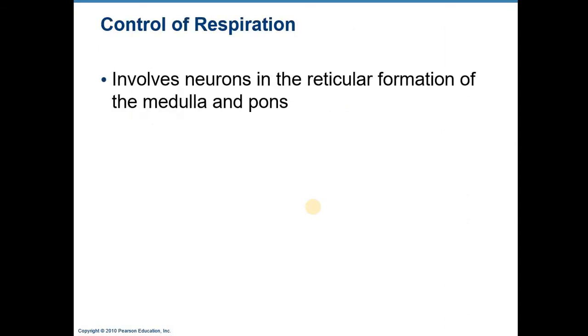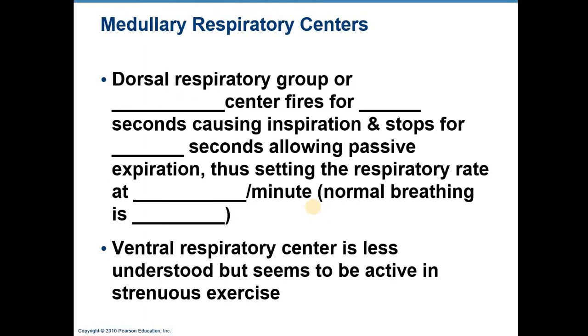Control of our respiration rate or breathing is in our brain center. It involves neurons in the reticular formation of the medulla and the pons. And those are two structures of the brain stem. The dorsal respiratory group, or the DRG, sends out a signal every 2 seconds to cause you to breathe in, and it stops for 3 seconds to cause breathing out. That sets your respiratory rate at about 12 to 15 breaths per minute. Some books will say about 12 to 20 breaths per minute is normal breathing. And that's called eupnea. Eupnea is another word for normal breathing.